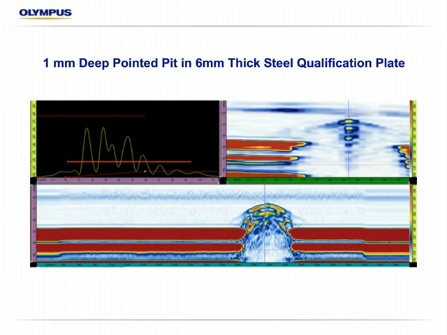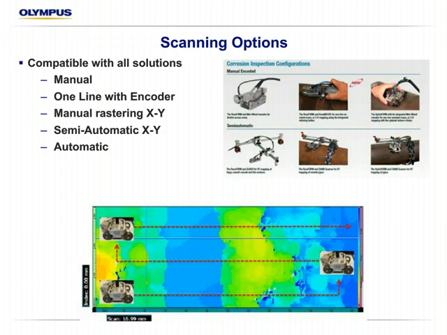So most of these are all compatible with a lot of our scanning options. You can go out and scrub manually if you want, and just look at the imaging. We can add a simple encoder, like a mini encoder wheel, just to do one line, or manual XY rastering. We have some handheld scanners that can help you do the XY rastering. You can actually scan down encoded strips, push a button, and it's going to automatically index over a set value. So you can paint a volume, kind of like shown here in the bottom, and get a comprehensive C-scan of a large area.